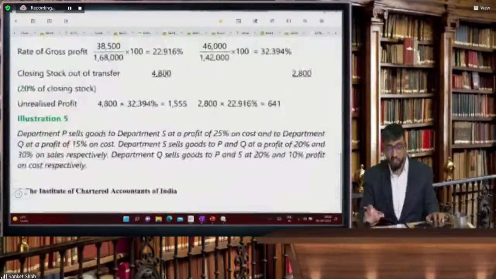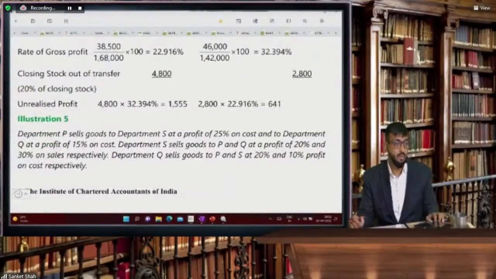Last question of the day. Illustration number 5. Department B sells goods to Department S at a profit of 25% on cost.